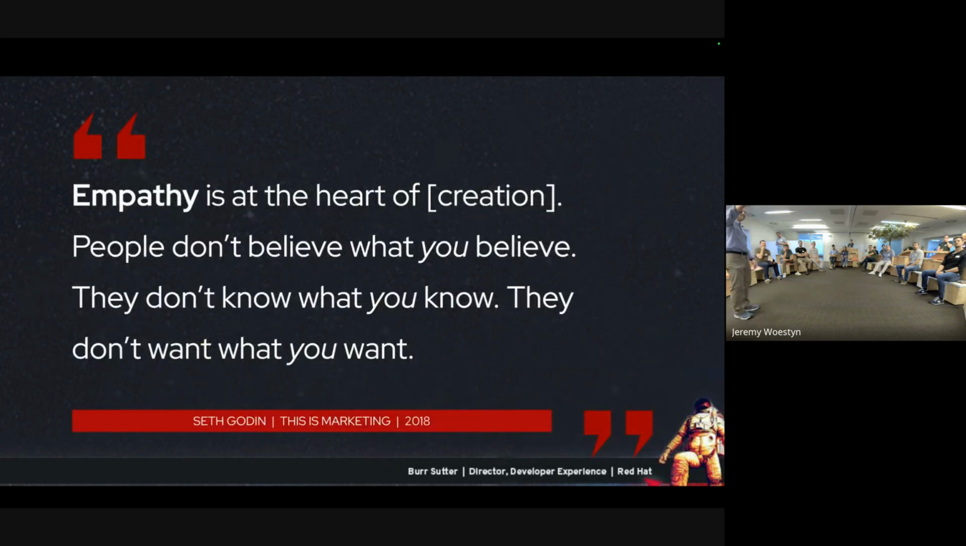So empathy is at the heart of creation. People don't believe what you believe. People do not believe what you believe, okay? They don't know what you know, and they don't want what you want. So my next key word is humility. If you want to be a brilliant platform person, you've got to be more humble. If you want to be a brilliant software engineer, you've got to have greater humility. Because your users don't want what you want, they want what they want.